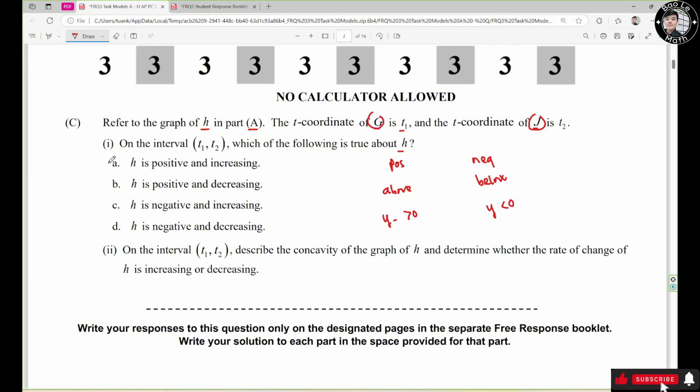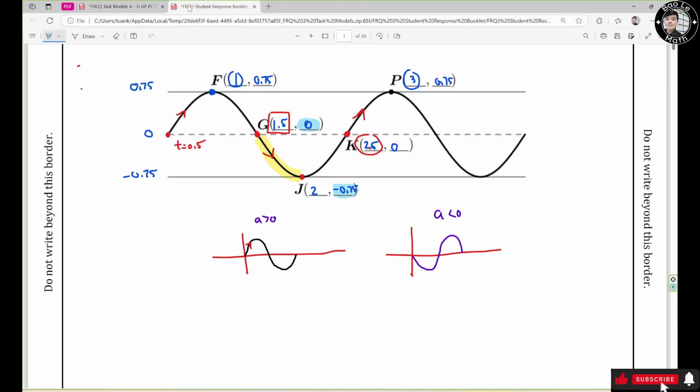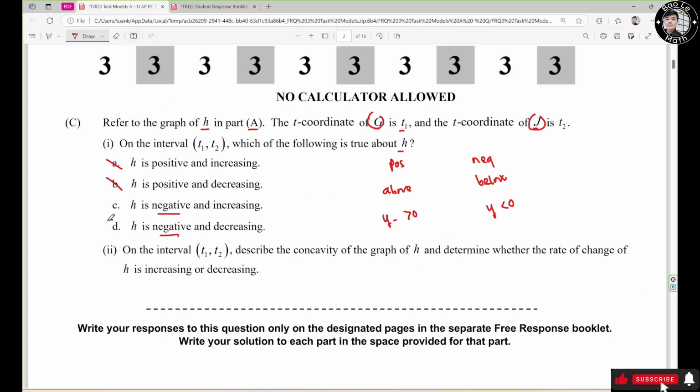So you need to eliminate A and B. Negative right here. Now, you look at this one right here, you see that the function is going down. If it's going down, the function is decreasing. So the answer must be D, because it's decreasing right here.